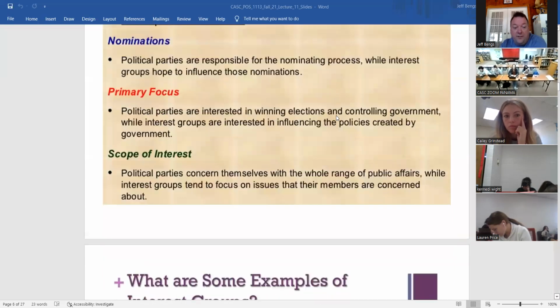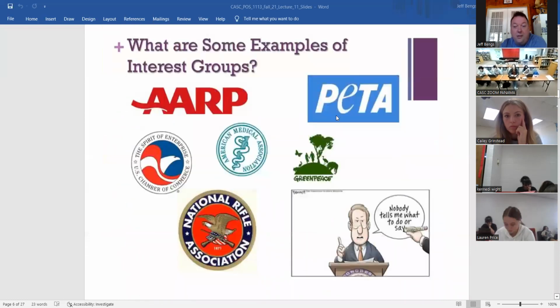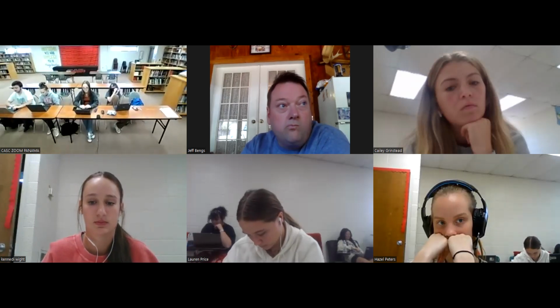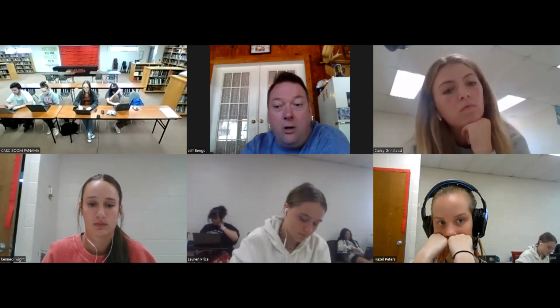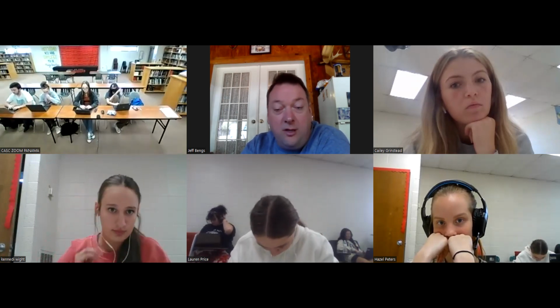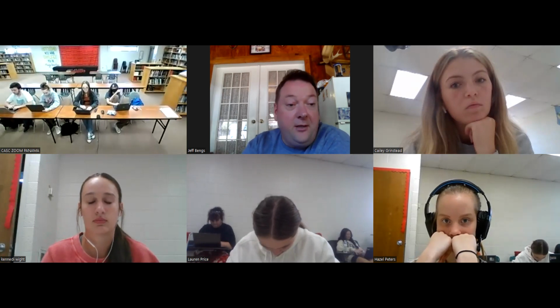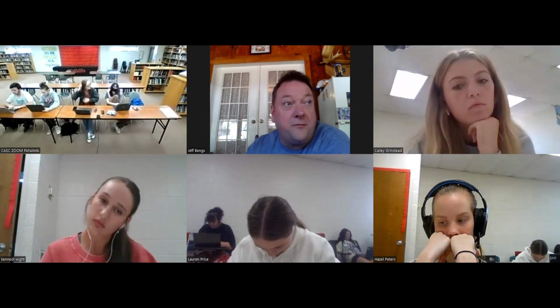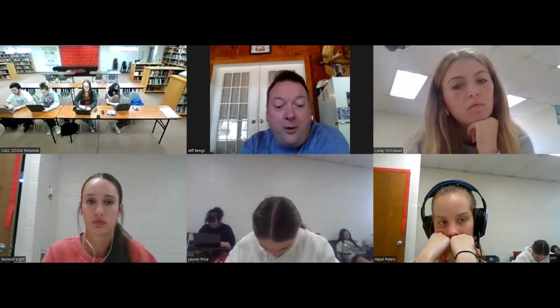These are just a couple more differences between political parties and interest groups. Here are some examples of some interest groups. PETA is an interest group, People for the Ethical Treatment of Animals. If you have a heart for little fur babies and little reptiles that crawl on the ground and run across your foot, and you don't want them to be mistreated, you can join PETA. If you're a vegetarian and you want to see the stoppage of slaughtering of animals for meat, you can join PETA. Be a part of that interest group.